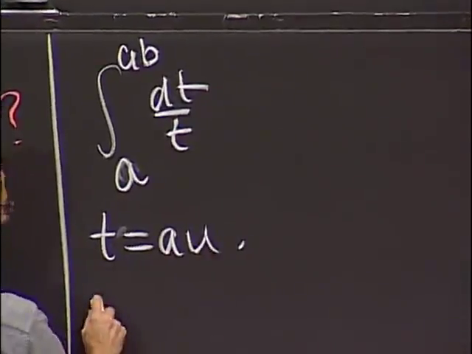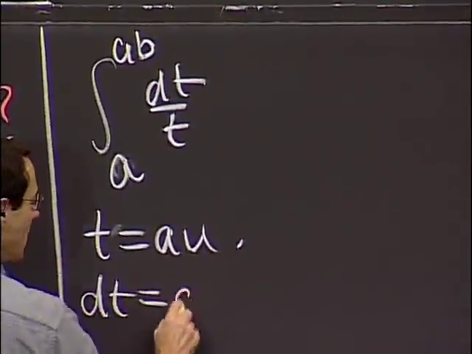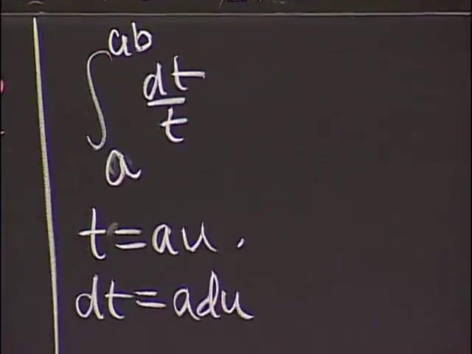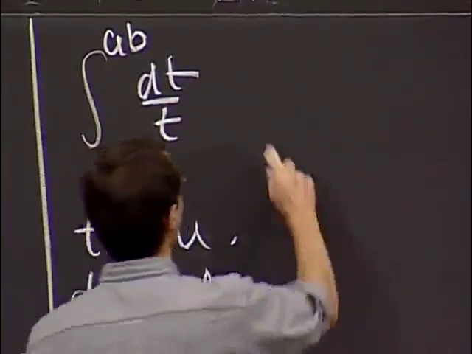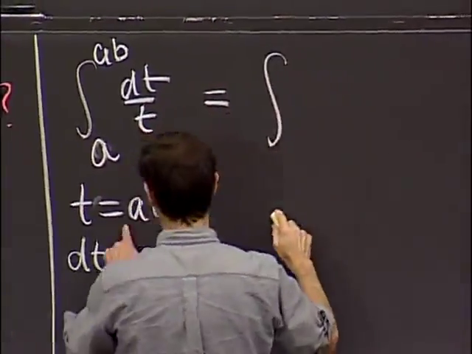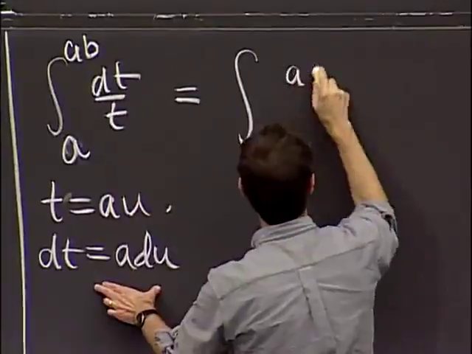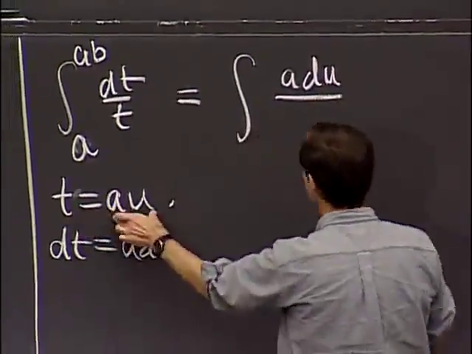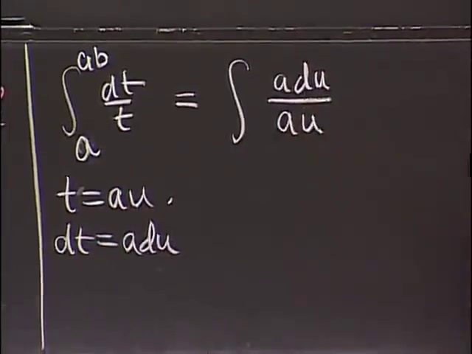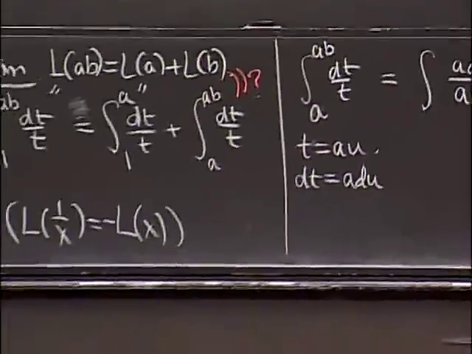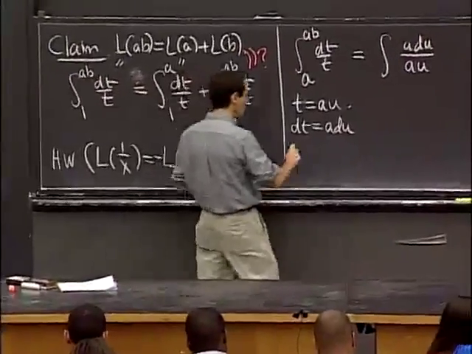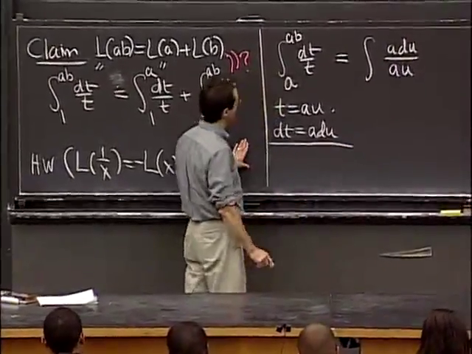And if I use that new variable u, then the change in t, dt, is a du. And as a result, I can write this as an integral from, let's see, dt is a du, and t is au. So I've now substituted in for the integrand. But on top of this, with definite integrals, we also have to check the limits. And the limits work out as follows.